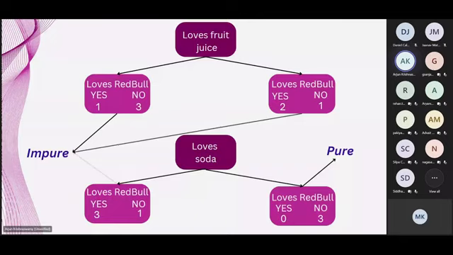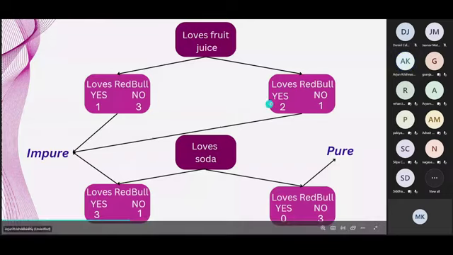Yeah, that is clear here. These three are the impure nodes because each contains a mixture of people, and this is a pure node because it only contains people who don't like Red Bull.